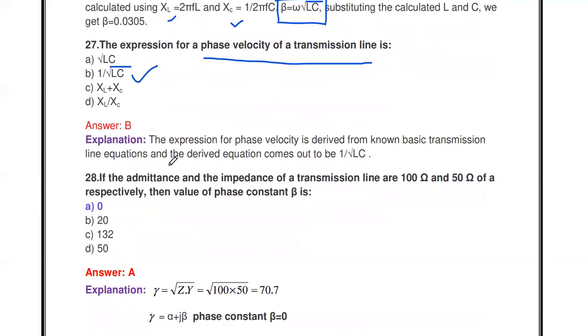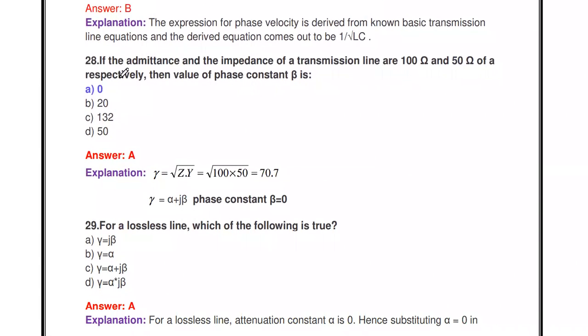Then the next one: if the admittance and the impedance of a transmission line are 100 and 50, then what is the value of phase constant beta? So this 100 is admittance Y and this 50 is impedance Z. Z is given, Y is given, and the question is the phase constant. Similar to the earlier question, if Z and Y are given, we may calculate the characteristic impedance or propagation constant, but here the question is the phase constant.